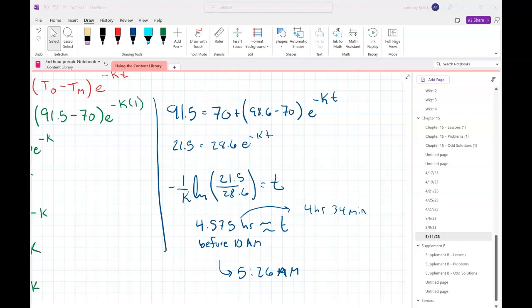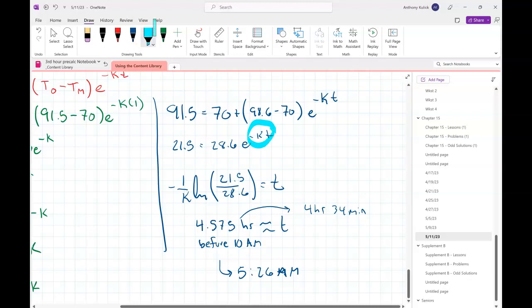So, how did we get the negative 1 over k after the last step? So after I do the natural log, I'd have negative k times t. So to get the t by itself, I had to divide the negative k over. So I wrote it as times the reciprocal instead of division. Is that okay?